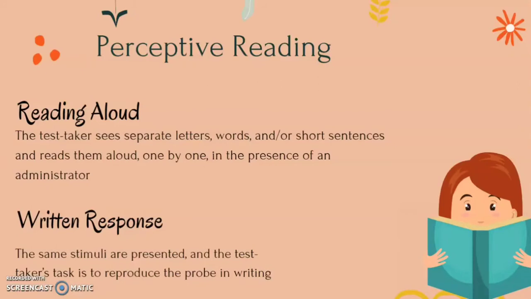Here the teacher or the administrator chooses a text or short story that is appropriate for the test taker's proficiency level. The test taker sees separate letters, words, or short sentences and reads them aloud one by one in the presence of an administrator. Since the assessment is reading comprehension, any recognizable oral approximation of the target response is considered correct. The next one is written response. The same stimuli are presented and the test taker's task is to reproduce them in writing.